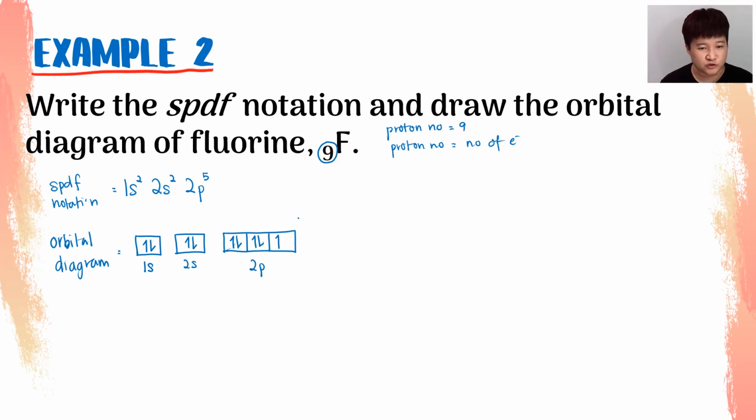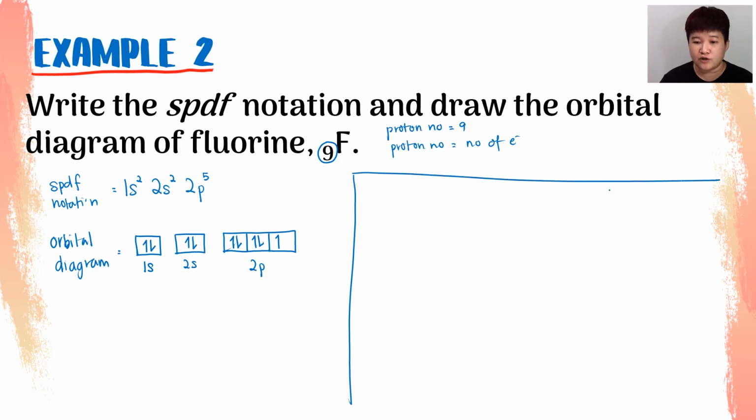I want to give you some extra question over here. What happens when I have ion F minus? When it's neutral, the proton number is 9, and the number of electrons is also 9 because it's neutral. But when it's an ion F minus, what happens to the number of electrons? The number of electrons increases by 1 because of the negative charge. So the number of electrons will be 9 plus 1, which is 10. So we have 10 electrons over here.